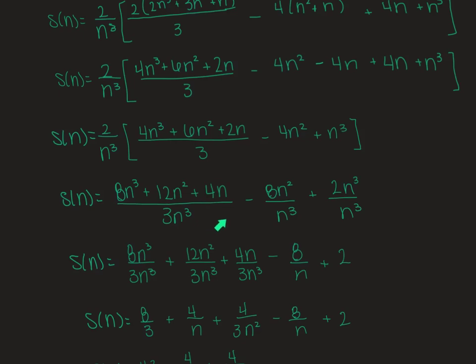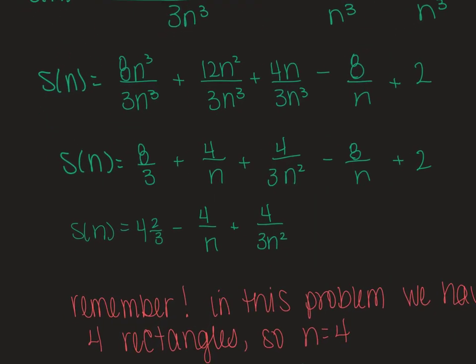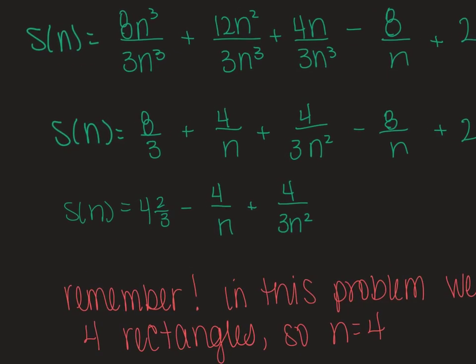So down here, I distributed the 2 over n cubed to my 3 terms. I broke this first term up into 3, and then I simplified a little bit. Combine any like terms that you have, and this is the equation for our lower sum.